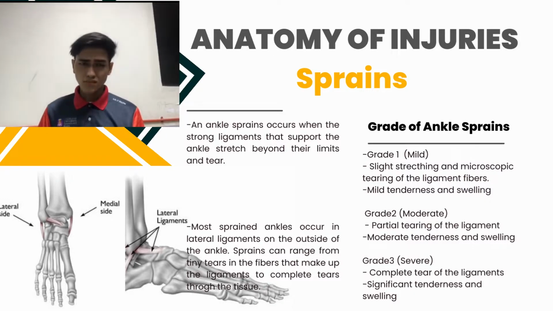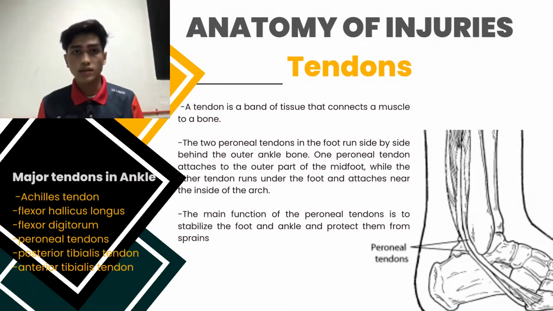So, ankle sprains have three grades. For the first one, grade 1 sprain, mild: slight stretching and microscopic tearing of the ligament fibers. There can be swelling around the ankle. Grade 2, moderate: partial tearing of the ligament, and there can also be swelling around the ankle. And the last one is grade 3, severe: complete tear of a ligament, significant tenderness and swelling around the ankle, so you cannot walk properly. Next is tendon.